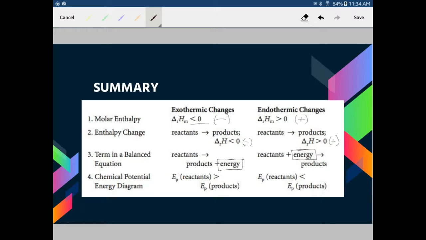Now in our potential energy diagrams, we see that the potential energy of our reactants is greater than the potential energy of our products, again resulting in a negative enthalpy. And in our endothermic, we see that our reactants have less energy than our products, meaning that it gains potential energy and we have positive enthalpy.